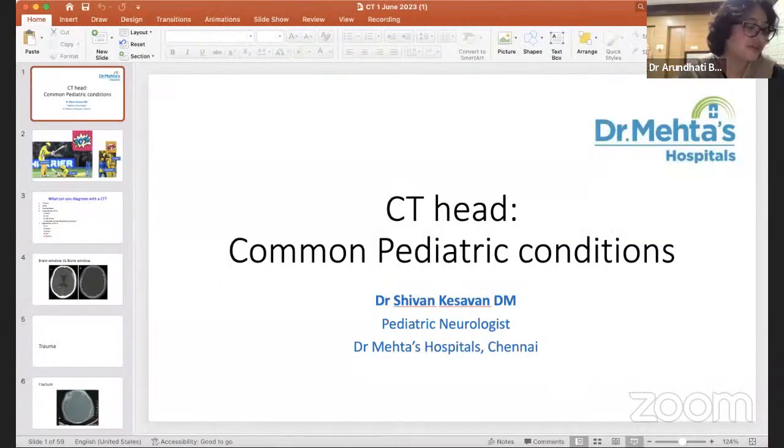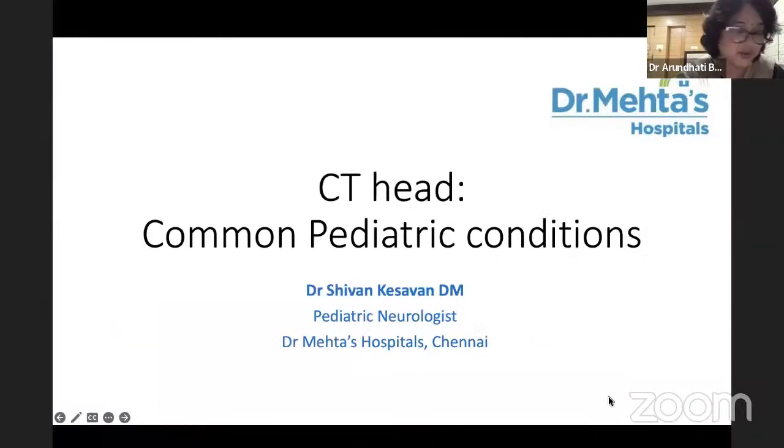So we have Dr. Shivan Keshavan. He is a very promising, young and dynamic pediatric neurologist who has done his DM in pediatric neurology from PGIMER Chandigarh, and he is currently attached with Dr. Mehta's group hospitals in Chennai. He is going to speak on the common pathologies on CAT scan brain, including traumatic brain injury. So without wasting much time, over to you, Shivan, for an engaging talk.